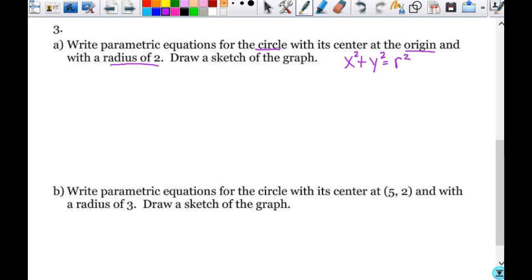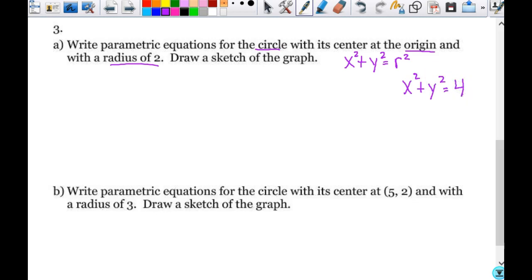Have we graphed circles on the calculator in here yet? Maybe not. That's why I don't think we did. All right, so we're going to just, for the heck of it on this one, to see what's going on here, do this in the rectangular form first. X squared plus y squared equals 4. That's what that would look like in rectangular form.